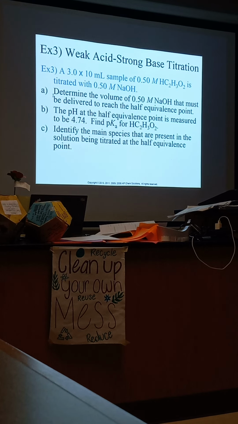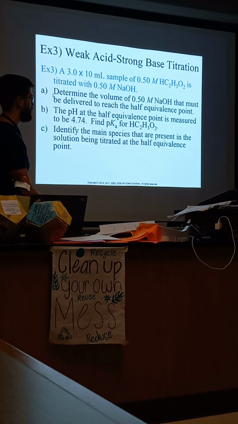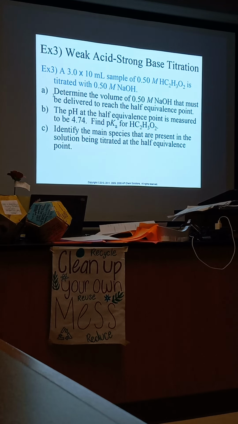All right, yet another example. A 30 milliliter sample of 0.5 molarity HC2H3O2 is titrated with 0.5 molarity NaOH. Determine the volume of 0.5 molarity NaOH that must be delivered to reach the half equivalence point. And the pH at the half equivalence point is measured to be 4.74. Find the pKa for HC2H3O2. Identify the main species that are present in the solution being titrated at the half equivalence point.